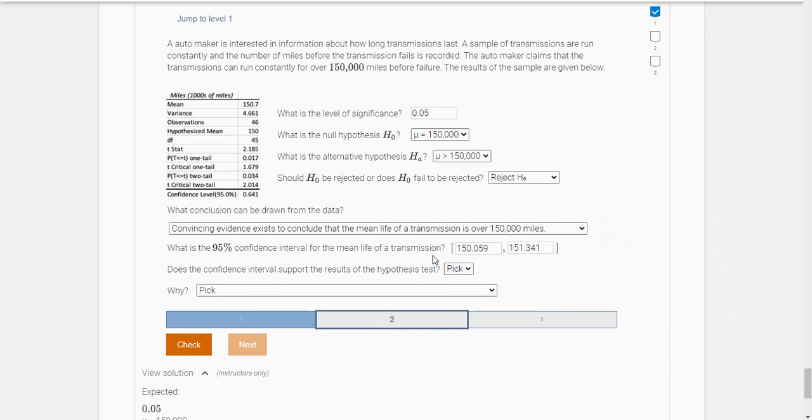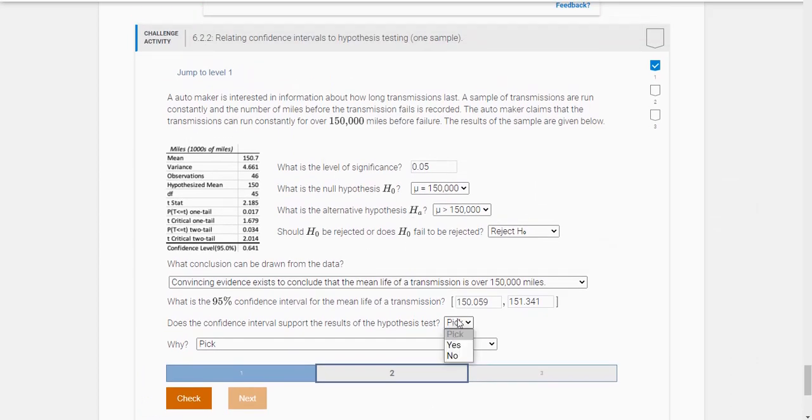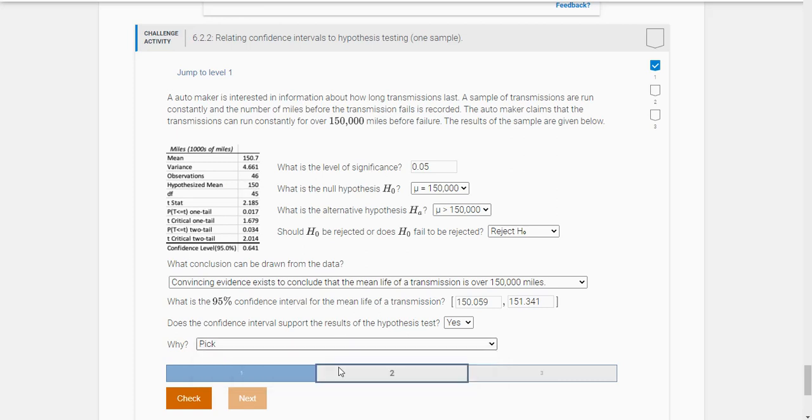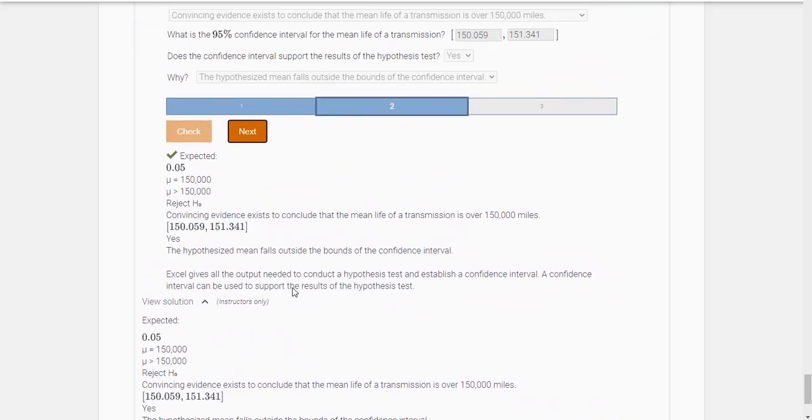Does the confidence interval support the results of the hypothesis? Yes, it does. And why? Because the hypothesized mean, the null, falls outside the bounds of the confidence interval. Look, it says the hypothesized mean is 150, which is just below the interval, so it's outside of this. That means the null must not be true, which again supports our alternative. And we got them.